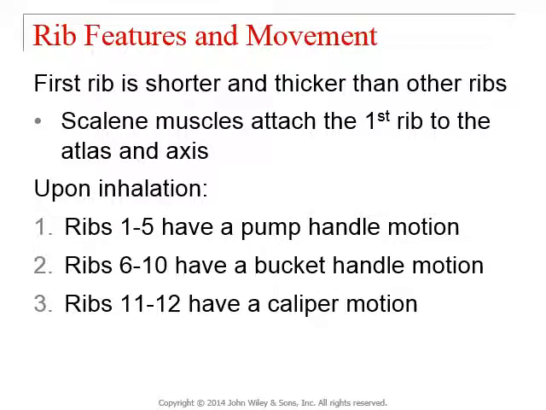Ribs 6 through 10 have what's called a bucket handle motion. So very simply, you have a pivot point between the attachment at the thoracic vertebra as well as the costal cartilage. So very simply, the most lateral portion of those ribs will raise and lower upon inhalation and exhalation. Finally, ribs 11 through 12 have a caliper motion, so very simply, they swing out from the axis of where they attach to thoracic vertebrae 11 and 12. So every time you breathe in, they'll spin outward and then rotate back inward upon exhalation.